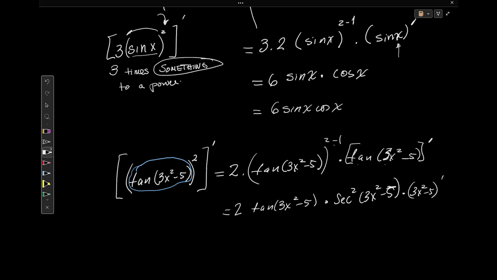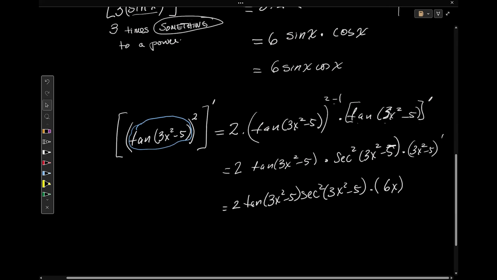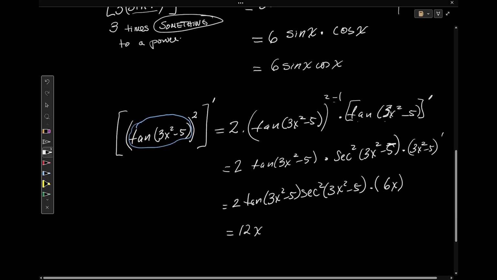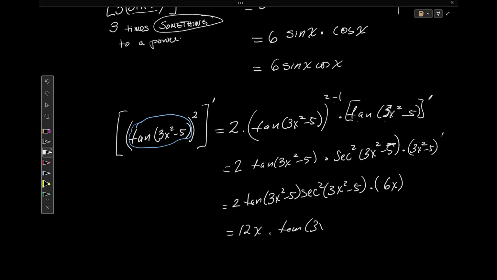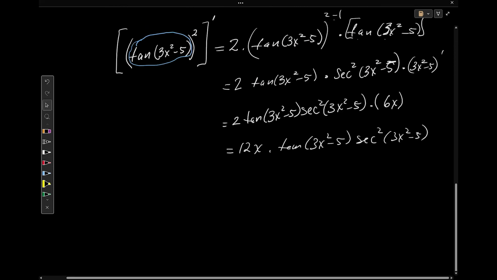So I still have one derivative to take, so I'll rewrite the equation. Now the derivative of 3x squared minus 5, that's going to give me just a 6x minus 0, or 6x. Bring the 6x in the front, so that's 12x times tangent 3x squared minus 5 times secant squared 3x squared minus 5. There it is. Okay. So let's look at another one.